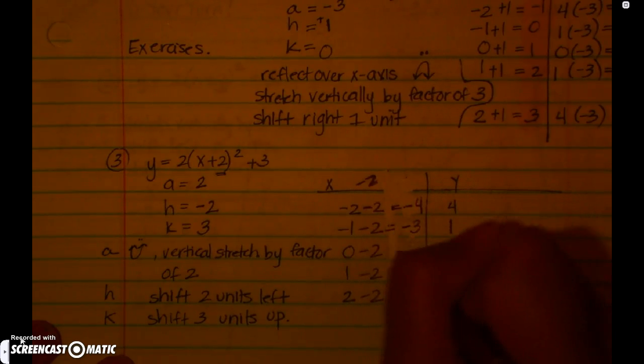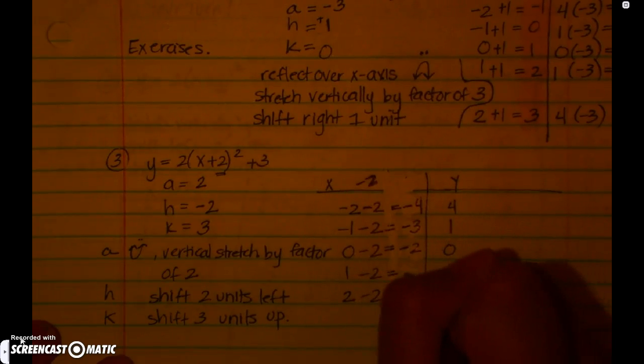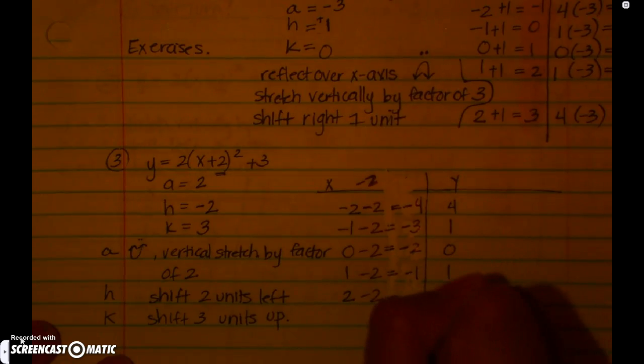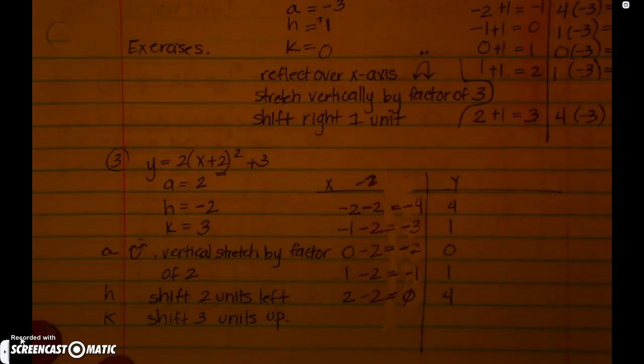That's going to be a -4. -1 minus 2 gives you a -3. 0 minus 2 is equal to a -2. 1 minus 2 is a -1, and 2 minus 2 is 0. Okay, these are my new x values.